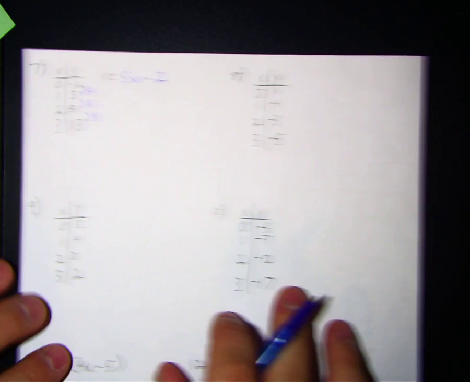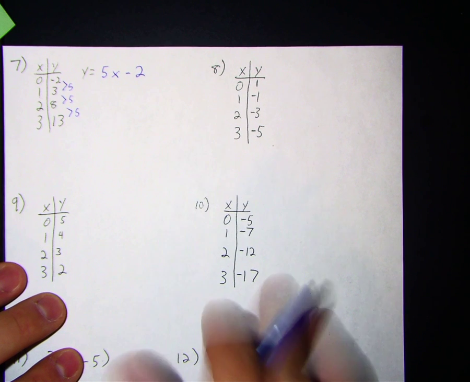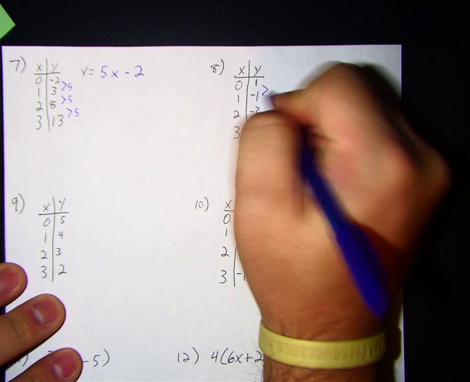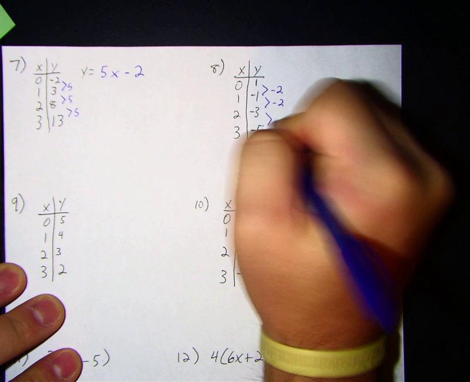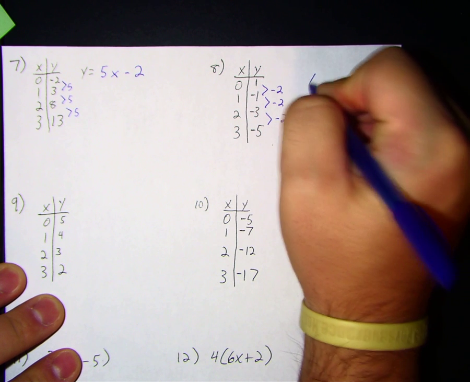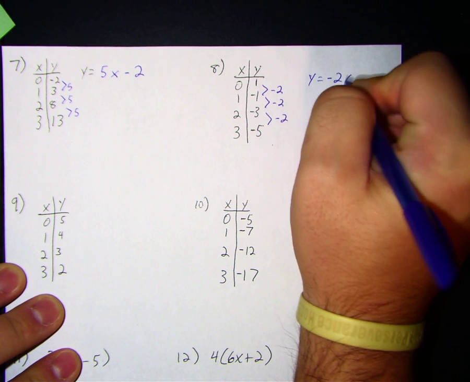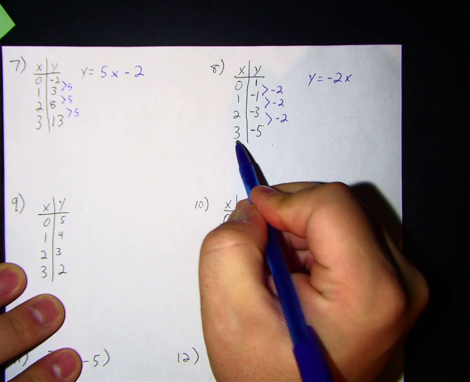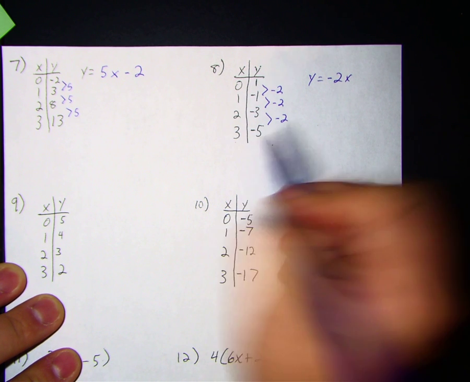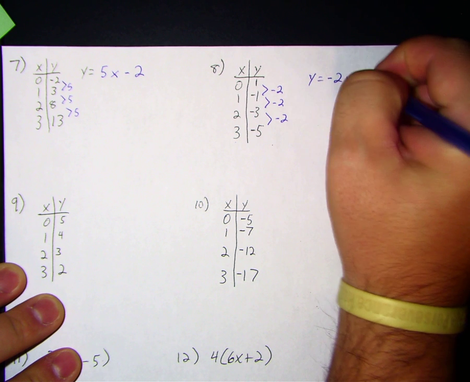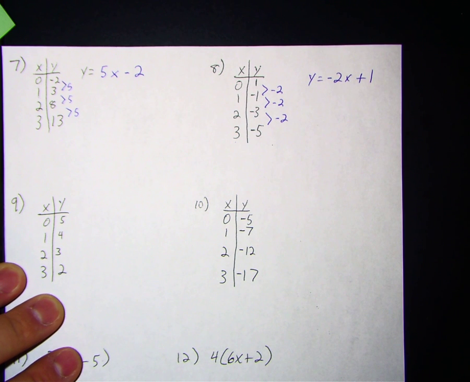Where some of you struggled was on numbers such as number 8 here. The difference here is actually negative 2. Every time x goes up, y goes down by 2. So you have y equals negative 2x. I'll pick 3 here. Negative 2 times 3 is negative 6. Plus 1 is negative 5. So it should have been negative 2x plus 1.